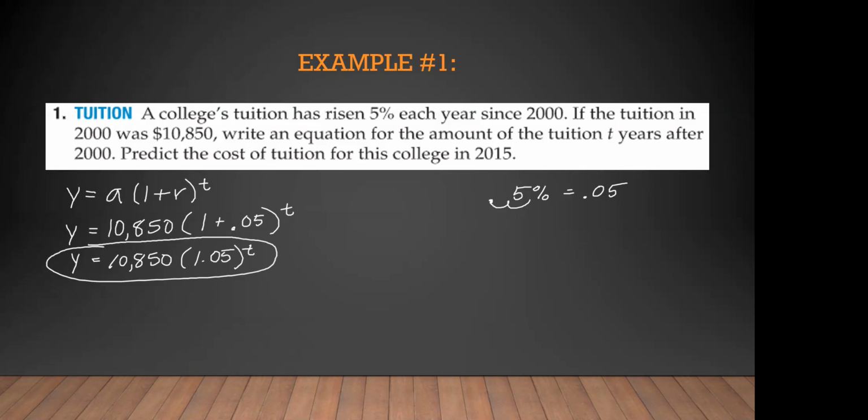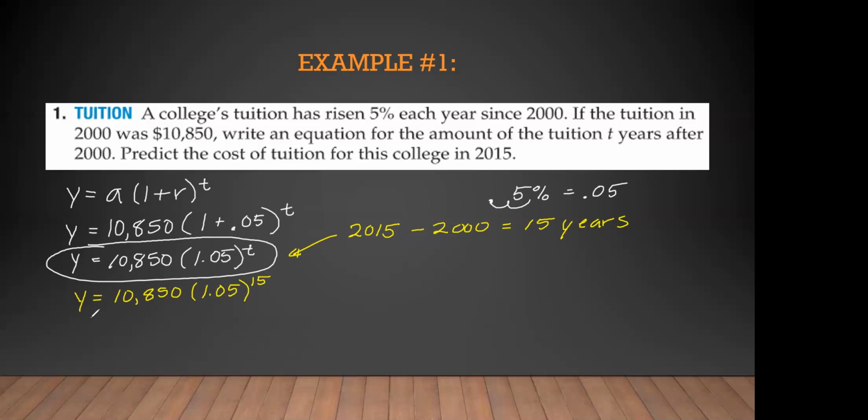So now it asks you to predict the cost of tuition for this college in 2015. Okay, so we're going to 2015 and it started in the year 2000. So that's a difference of 15 years. So now we're going to substitute that into this equation. So we've got y equals 10,850 times 1 and 5/100 to the power of t, which we are using 15 years.